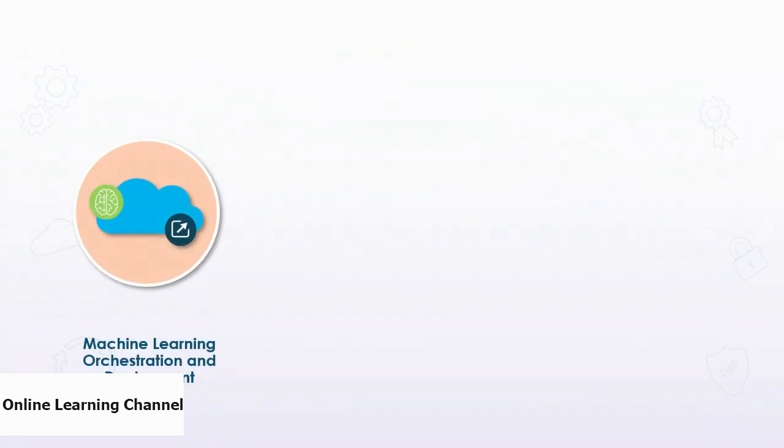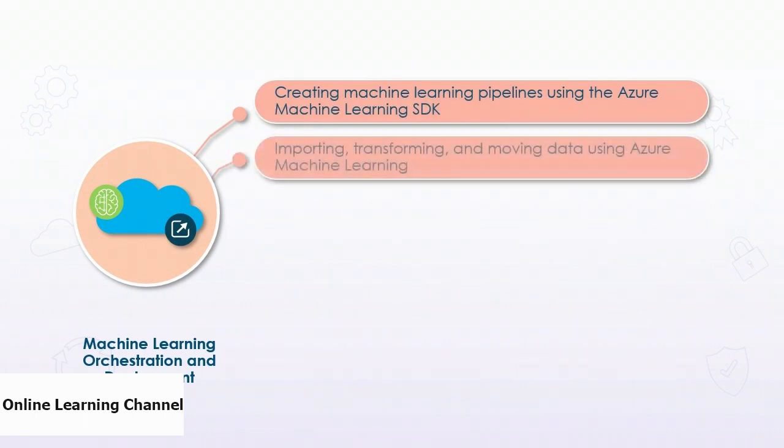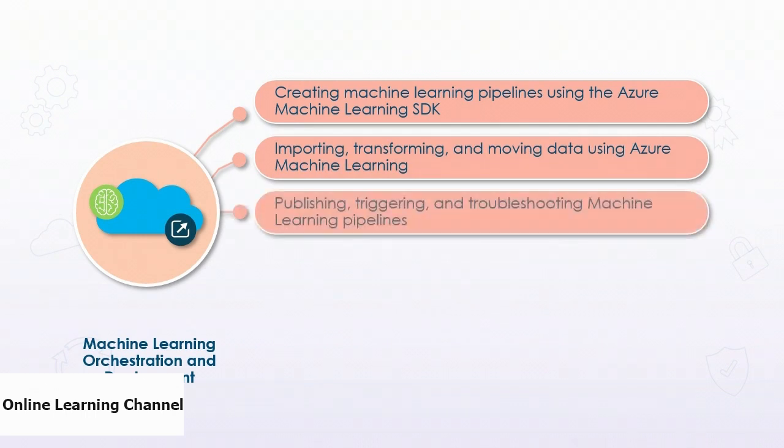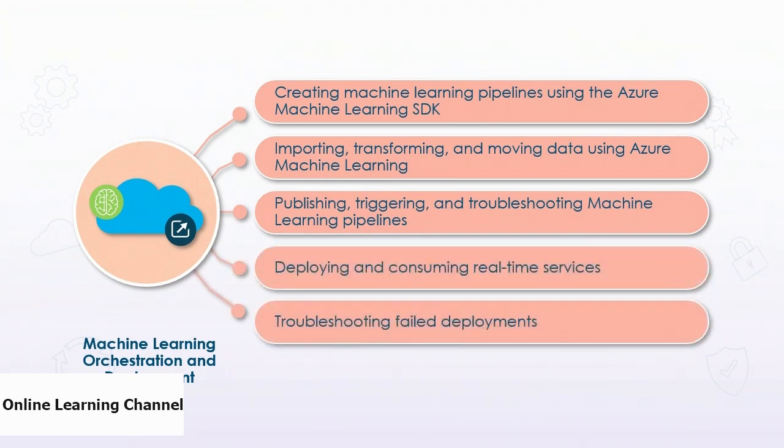So in this course, we've examined machine learning orchestration and deployment. We did this by exploring creating machine learning pipelines using the Azure Machine Learning SDK, importing, transforming, and moving data using Azure Machine Learning, publishing, triggering, and troubleshooting machine learning pipelines, deploying and consuming real-time services, and troubleshooting failed deployments.